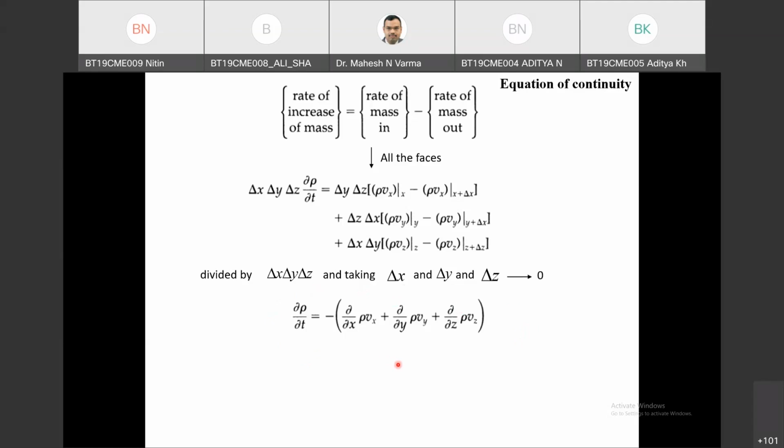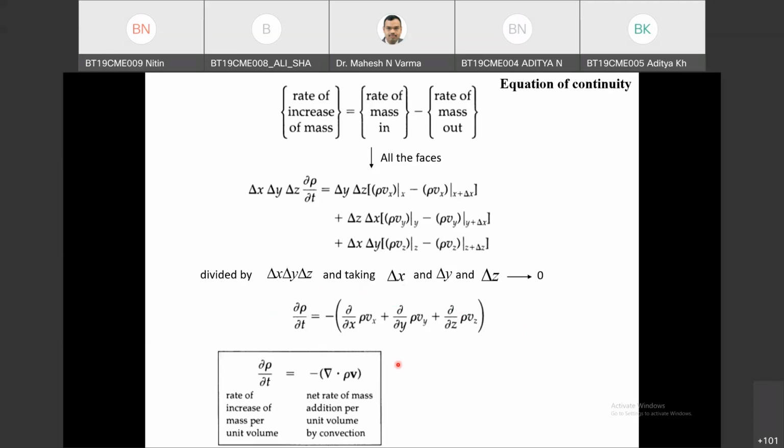Here, after just a mathematical operation only, rearranging the equation. So here you can say this is the divergence of rho into V. What is this? X property, variation with respect to x; y property, variation with respect to y; z property, variation with respect to z. So this is the divergence of rho into V.